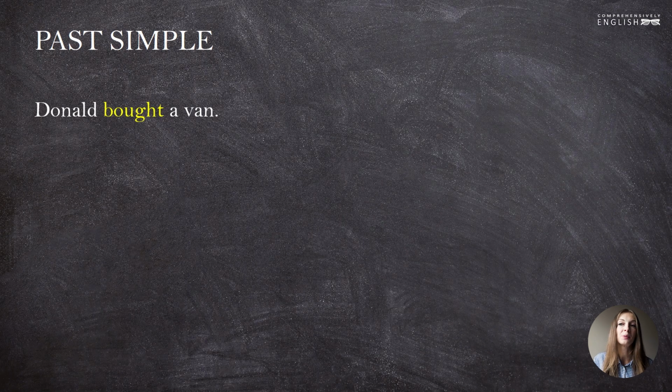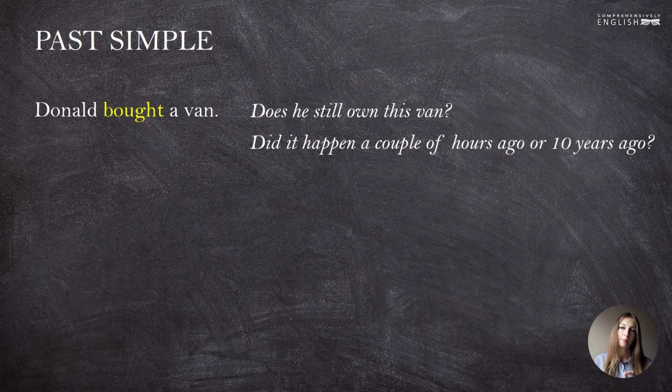The first is, Donald bought a van. Looking at this sentence, can we say whether he still owns a van or not? Can we say whether it happened a couple of hours ago or several years ago? No. What this sentence tells us is that there was such an action in the past. Donald bought a van. That's it. We know that it happened at some point in the past. This sentence doesn't tell us whether this action is connected to the present, whether it has a result in the present or not.